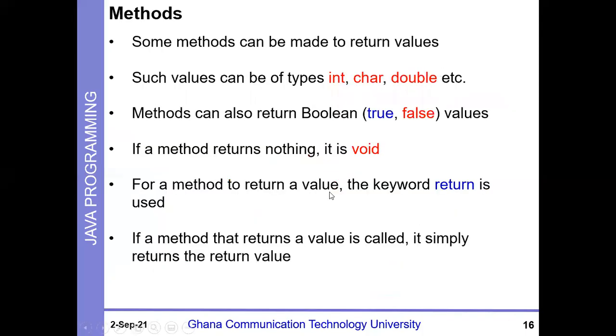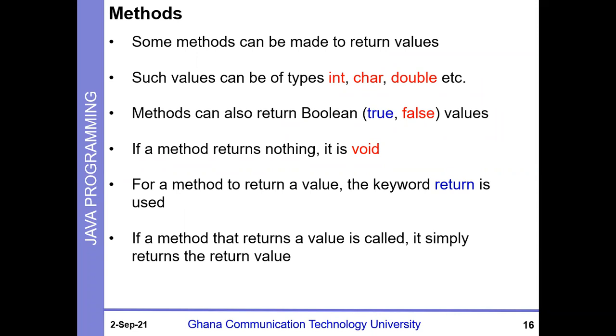Okay, so some methods can also be made to return values. So it can return either an integer, character, a double, or whatever. They can even also return a Boolean, true or false. If a method doesn't return anything, then it is void. So we put void in there. And so for a method to return a value, a keyword return is always at the end before you close. You say, okay, you can do this and that, but return a value.